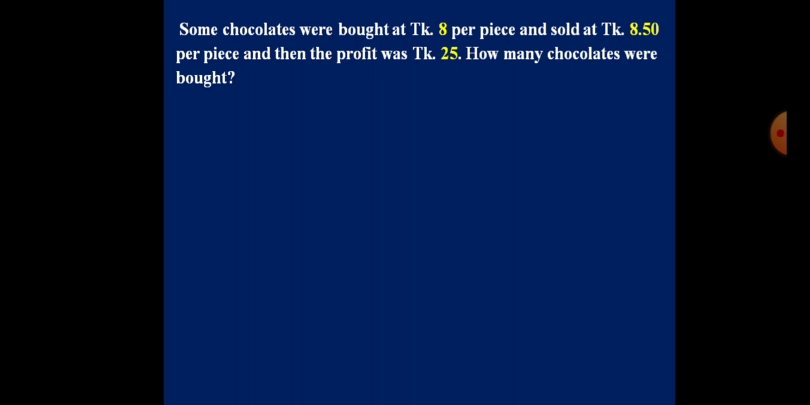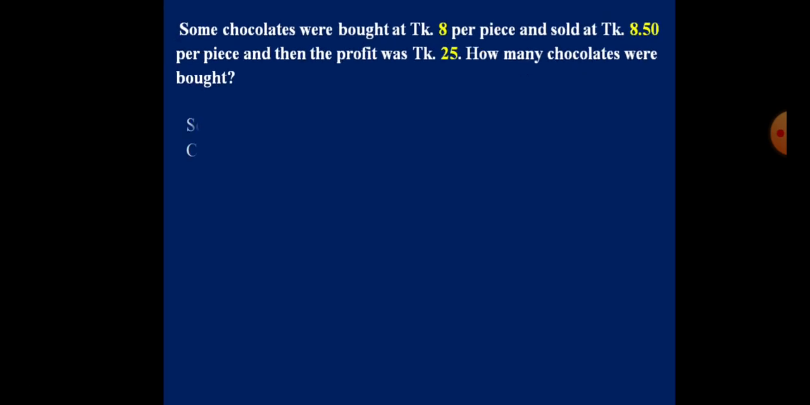So for one chocolate, 0.5 taka higher. That means for 2 chocolates you got taka 1. That means for 4 chocolates you got taka 2. In this way, for 50 chocolates you get taka 25. Okay, let us see this in action.